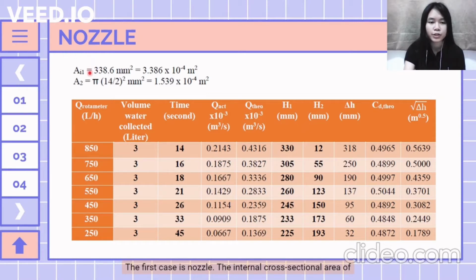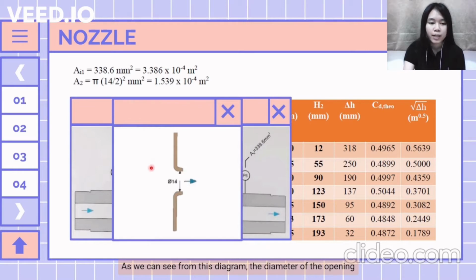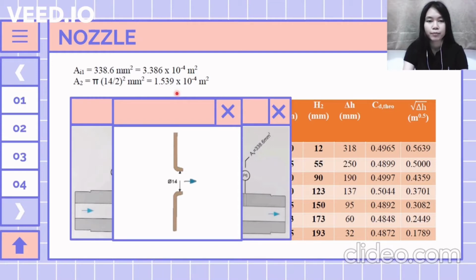The internal cross-sectional area of the pipe, which is A1, is 3.386 times 10 to the power of negative 4 meters squared, as stated in this diagram. As we can see from this diagram, the diameter of the opening is 40 mm. Therefore, by using the formula pi r squared, we can get the value of A2, which is the cross-sectional area of the opening. By substituting 40 over 2 as radius, we get that A2 is equal to 1.539 times 10 to the power of negative 4 meters squared.